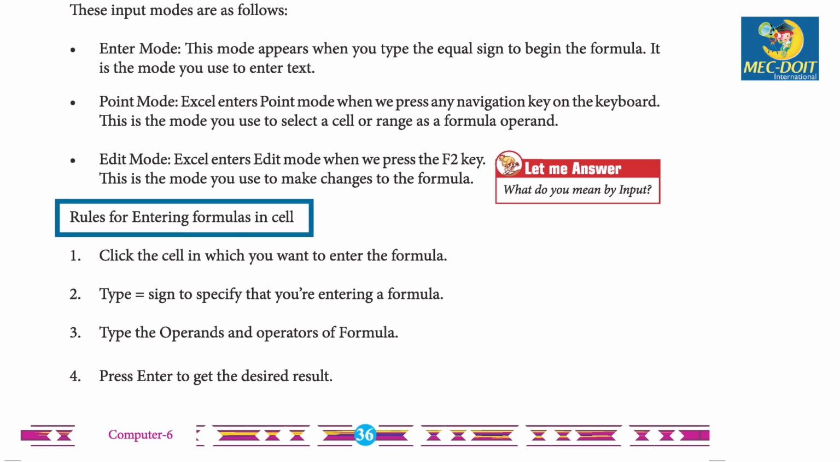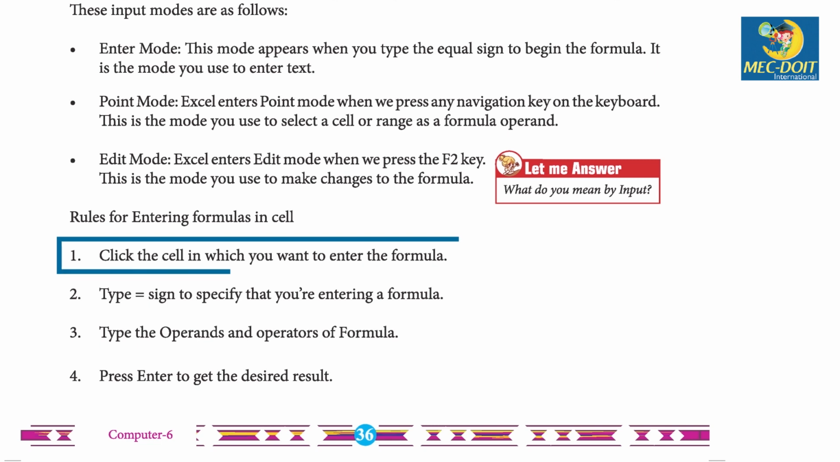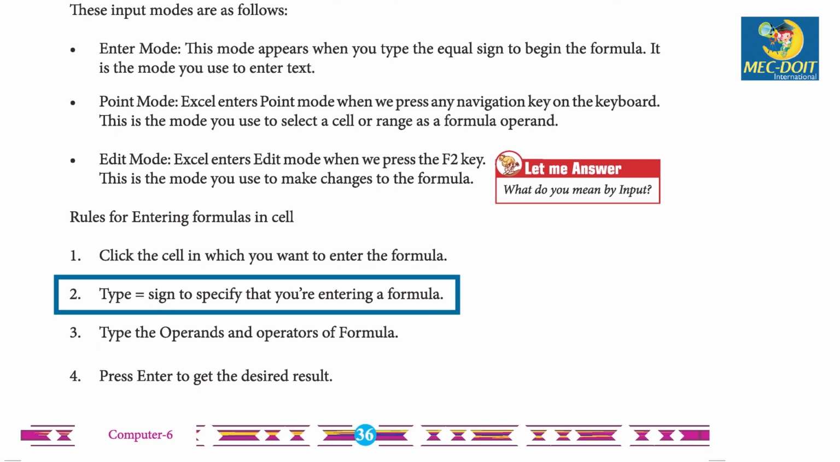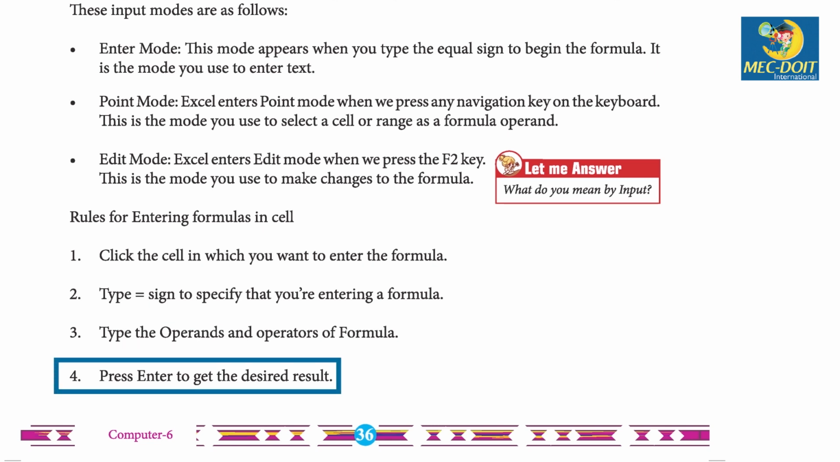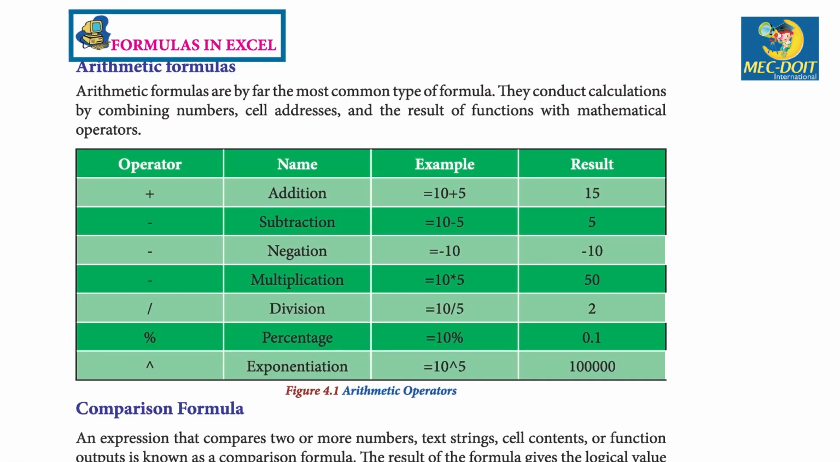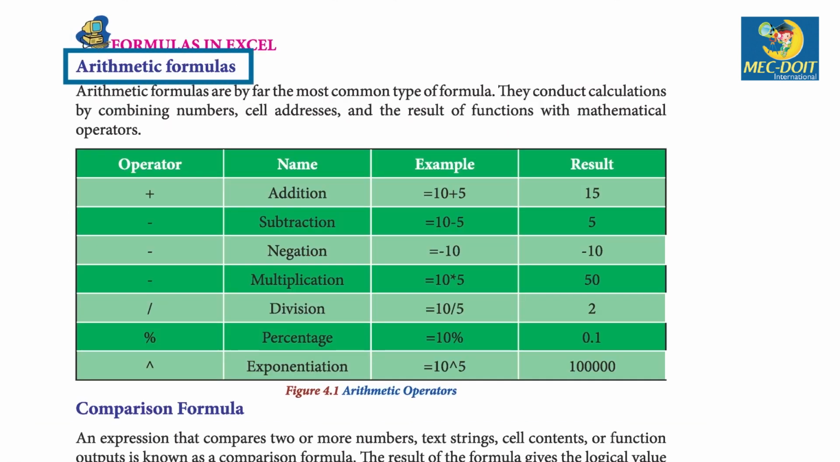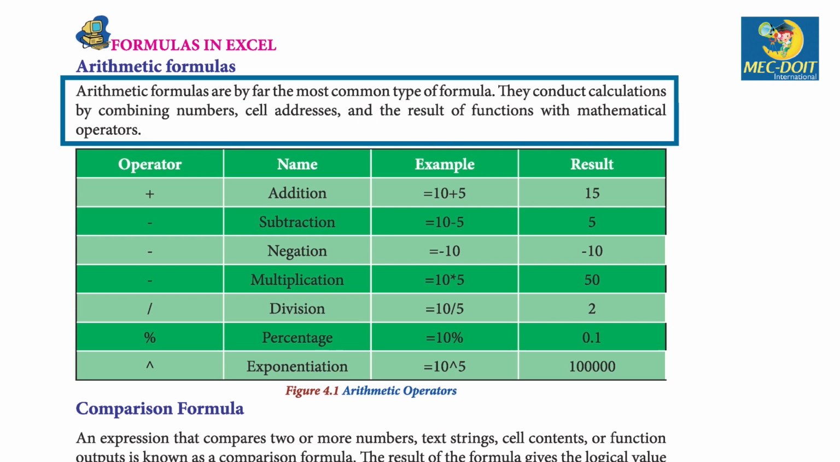Rules for entering formulas in cells. 1. Click the cell in which you want to enter the formula. 2. Type the equal sign to specify that you are entering a formula. 3. Type the operands and operator of the formula. 4. Press Enter to get the desired result. Formulas in Excel: arithmetic formulas. Arithmetic formulas are by far the most common type of formula. They conduct calculations by combining numbers, cell addresses and the results of functions with mathematical operators.